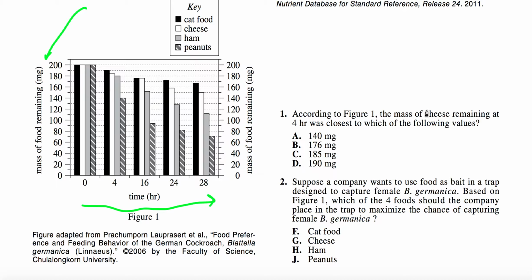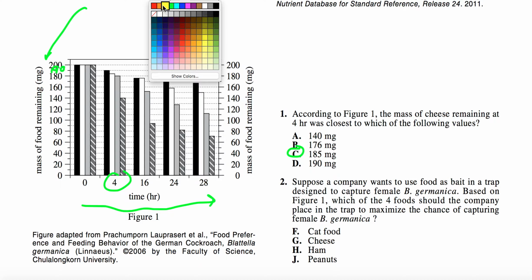Figure 1, mass of cheese remaining at 4 hours is closest to. So at 4 hours, and we want the mass of cheese, so that's the white. I'd say 180, or this would be 190, and this looks to be about 185. So C looks to be our answer here. So we go C.